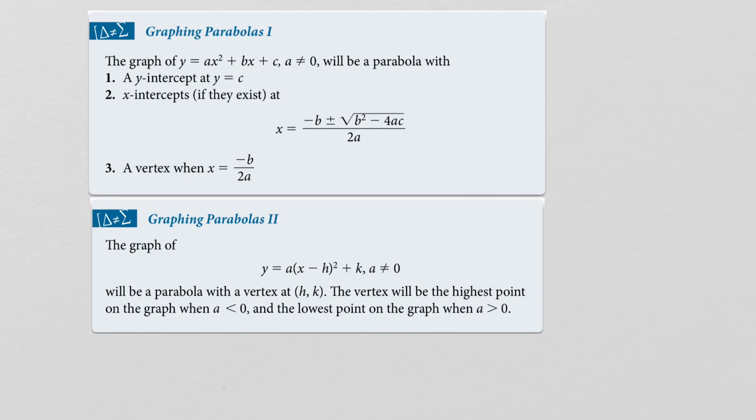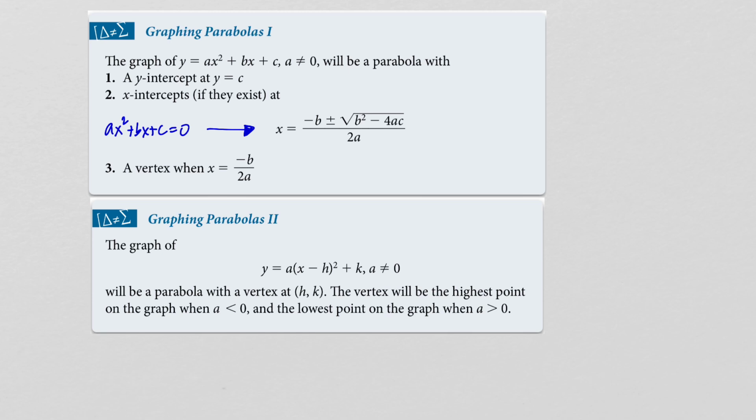And then the x-intercepts, you can get that by taking ax squared plus bx plus c and setting that equal to 0. And you can solve for this any number of ways. Of course, you can use the quadratic formula, which is what is indicated here, but you could also use factoring if possible. And then the vertex is going to occur at the number x equals negative b divided by 2a. So that's a formula for finding the x-coordinate of the vertex.